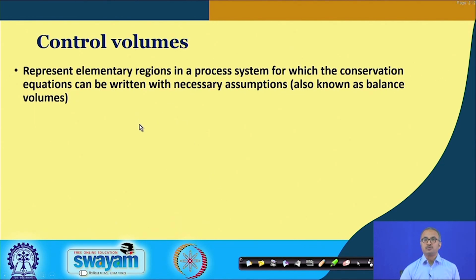Now, coming to the control volumes, because whenever we are making such balances, we need to select a control volume. So, what is a control volume? A control volume represents some elementary region which will be representative of the whole system, and in this we can write the conservation law, with the appropriate assumptions. These control volumes are also known as balance volumes, because over the control volume we are applying some kind of balance equation for the conservation.